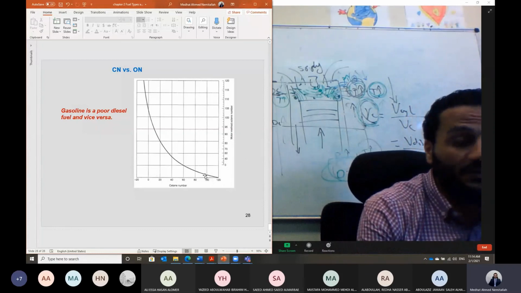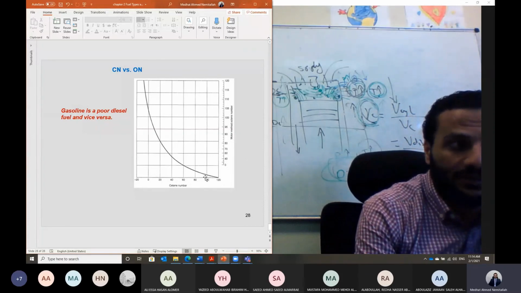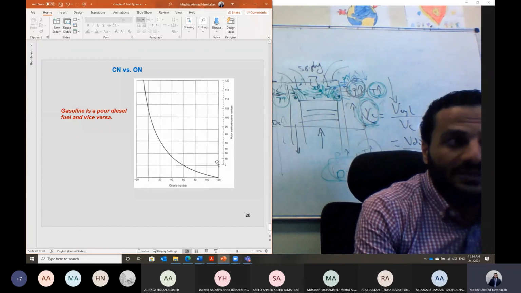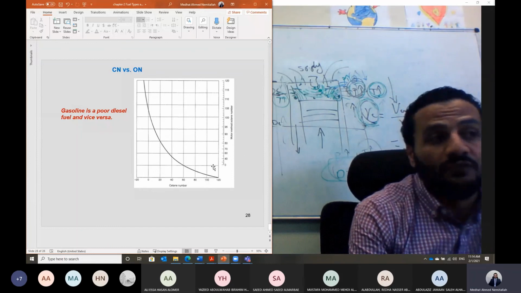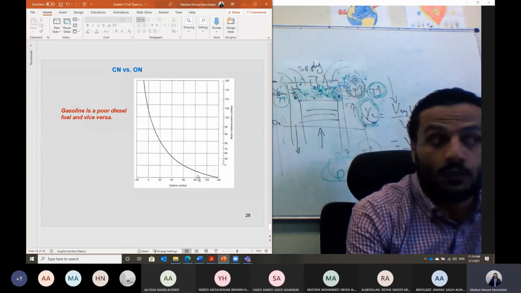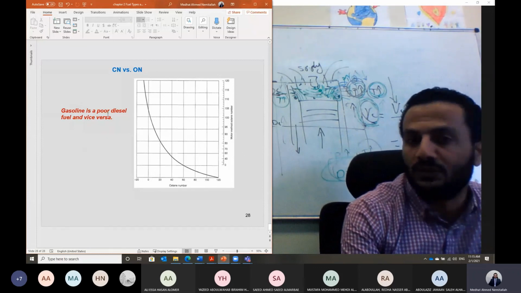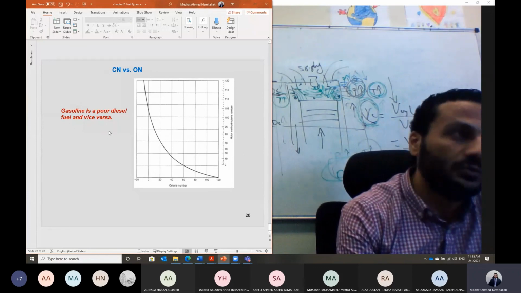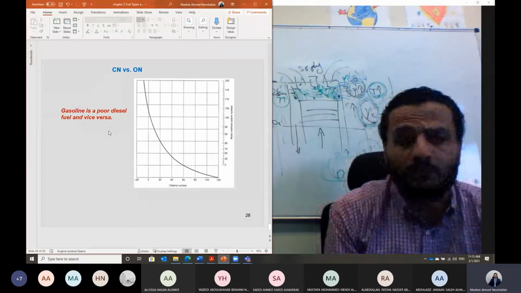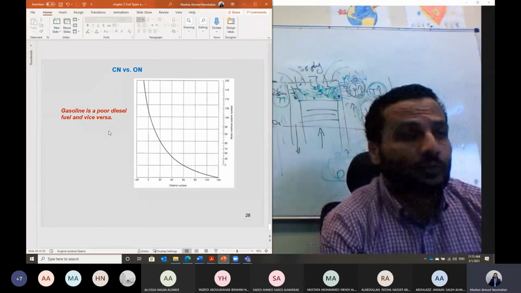And also the case is reversed. If we have a diesel fuel of higher cetane number, let's say 100, that means it will have a very low octane number. So we cannot use the diesel fuel for the gasoline engine, and also we cannot use the gasoline fuel for a diesel engine.